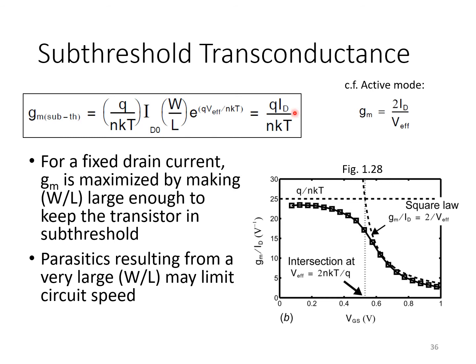So you'll notice this expression becomes independent of V effective. The moral here is that if V effective gets very, very small, gm over ID approaches a constant, q over nkT. And that's exactly what you see in these simulation results here for a MOSFET. In fact, a plot like this is very useful in allowing us to determine approximately what the value of n is.